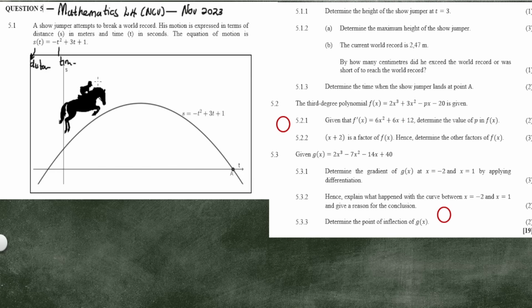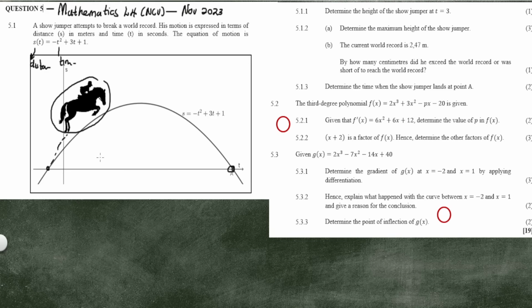So say a show jumper, probably starting and jumping all the way up. The aim or the goal of the exercise is just to jump as high as possible and then drop all the way down to point A.